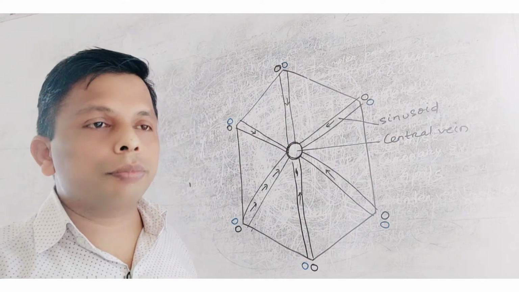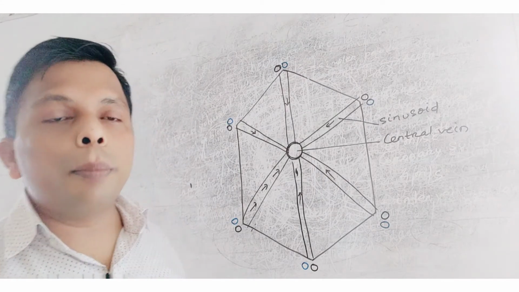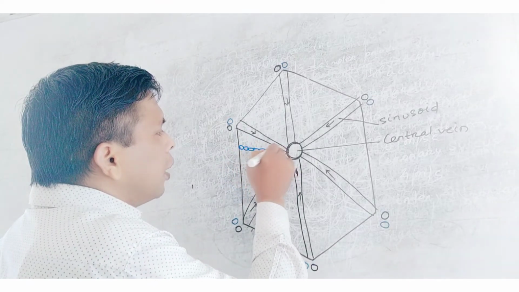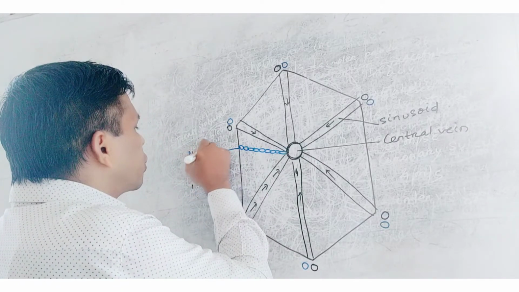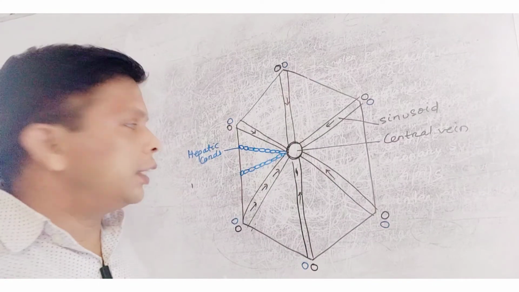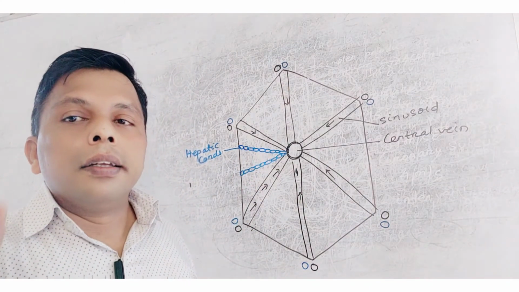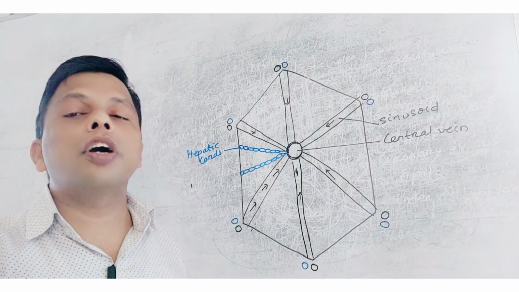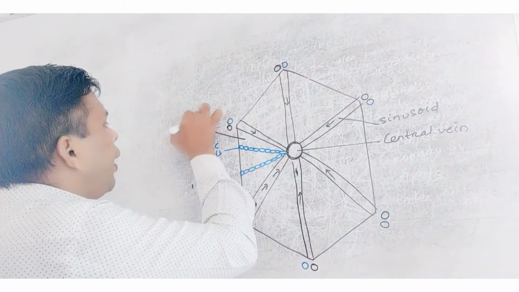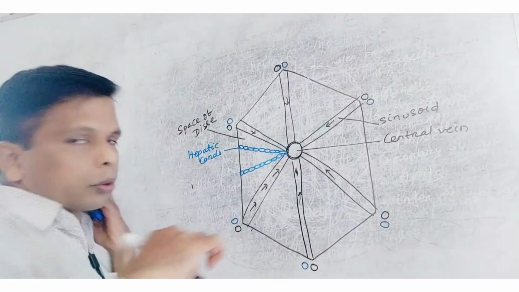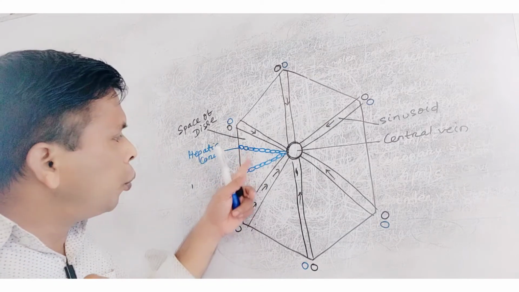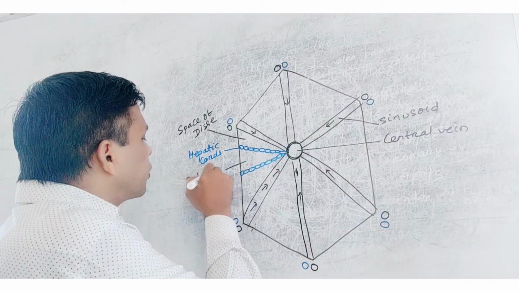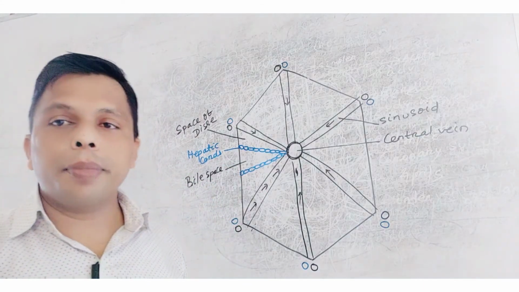Let's come to hepatic cells now. The hepatic cells are arranged in the form of hepatic cords. The space between the hepatic cord and the sinusoid is called the space of Disse. The space that exists between two hepatic cords is the bile space. These are the spaces.